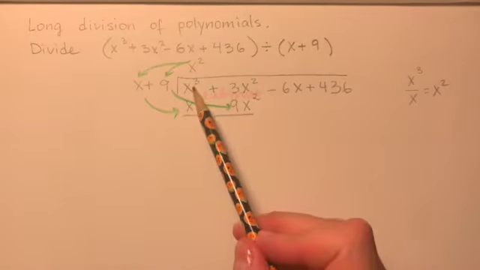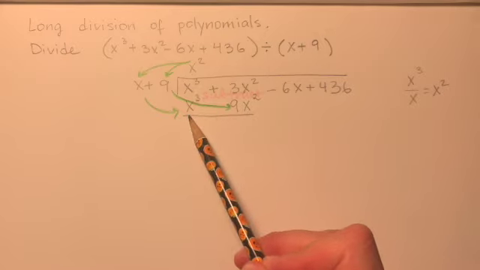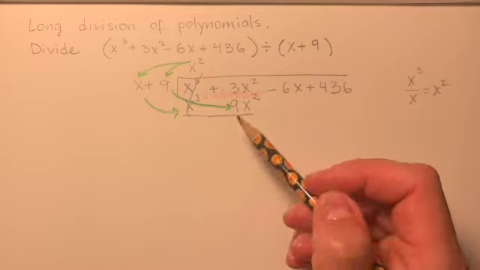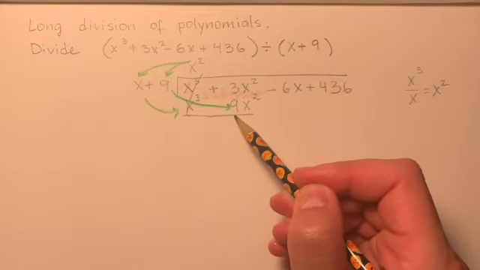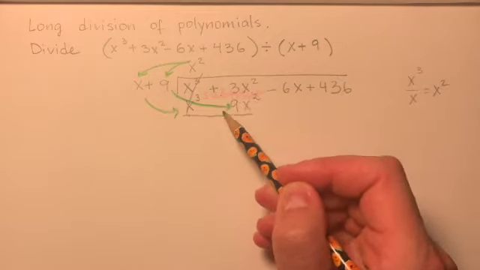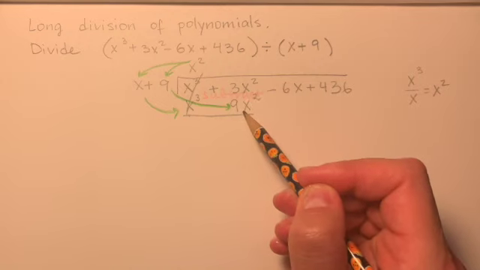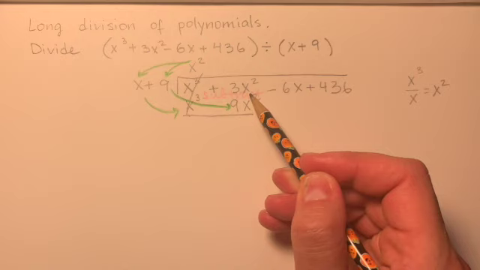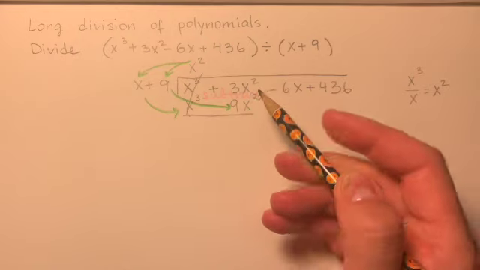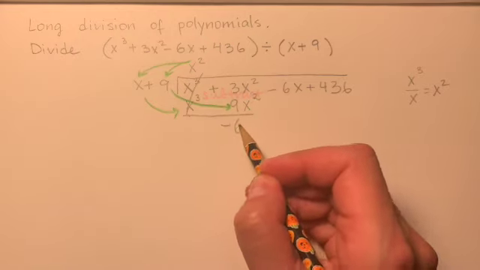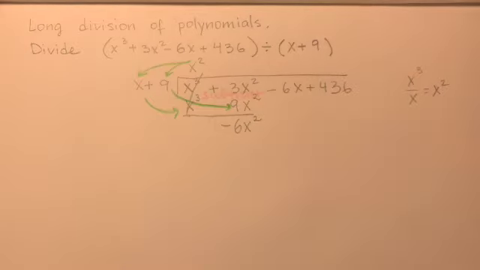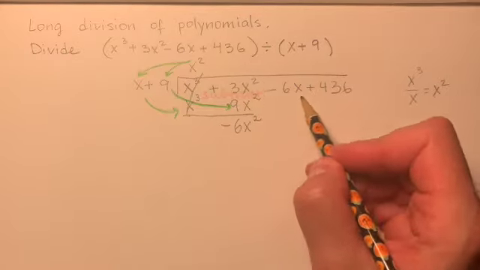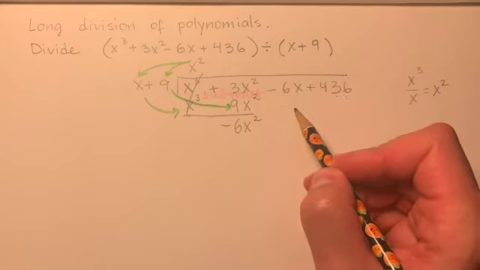So I'll be subtracting x cubed minus x cubed, and those will cancel each other out. And then I will be subtracting 9x squared from 3x squared. Now the 9x squared that we obtained was positive, so I'm doing 3x squared subtract 9x squared, and that's a negative 6x squared. The next step is to bring down the following term of our dividend, which is negative 6x.